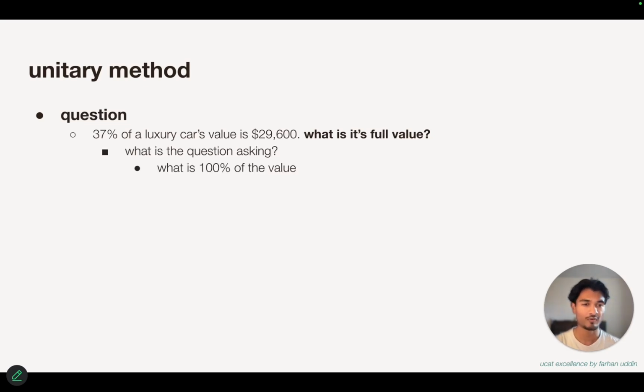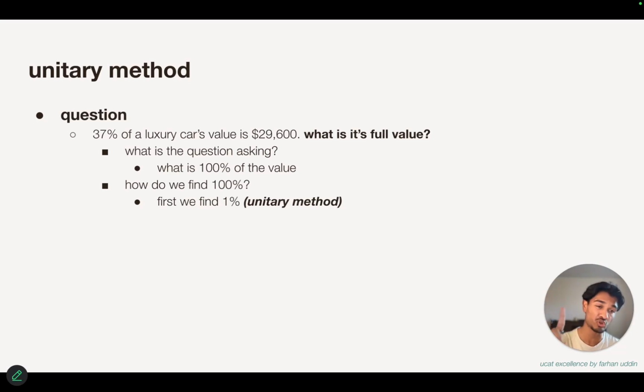So first of all, what is this question asking? It's asking you, what is 100% of the value? That's what it means by full value. So now we have to ask ourselves, how do we find 100%? Well, to find 100%, the easiest way is to find 1% first. And this is the unitary method, breaking things down into the simplest unit, which is usually 1%, so that you can find basically anything else.